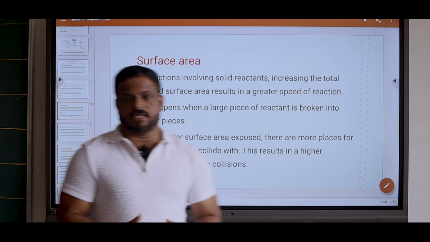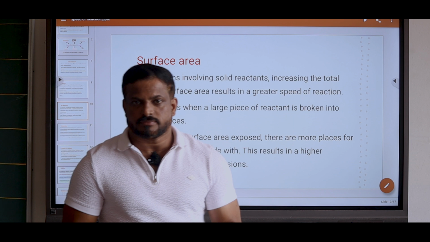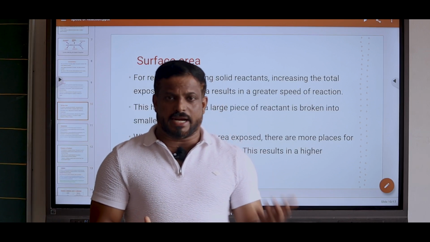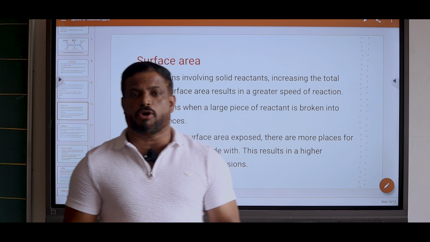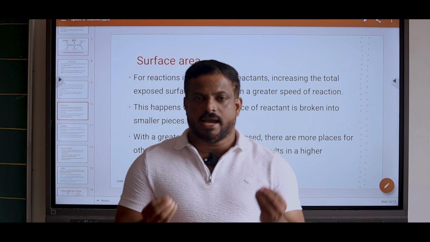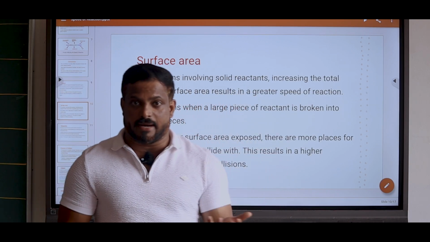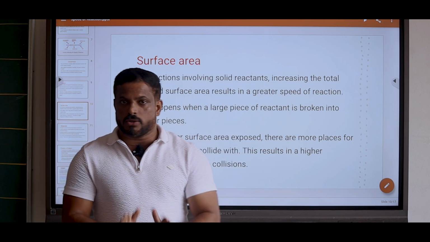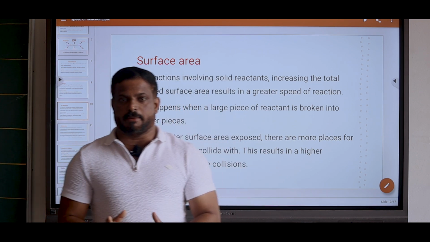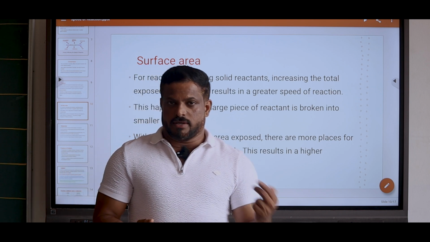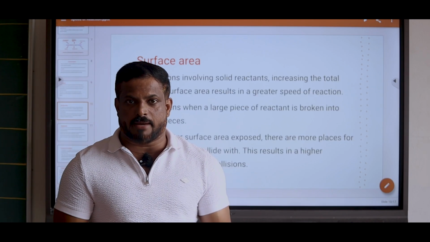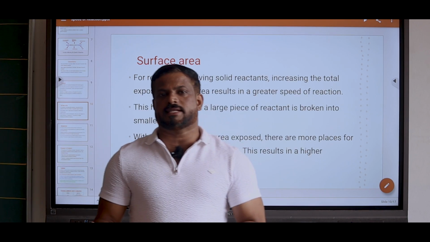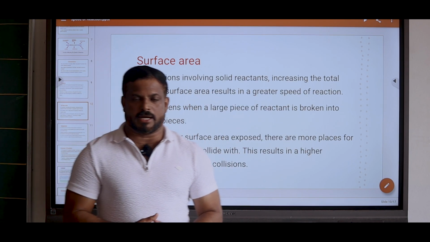Next one, surface area or particle size. When you take the same reaction, here we took dilute hydrochloric acid and calcium carbonate lumps and calcium carbonate powder, both 10 gram. All the required materials are in the same amount, but in one test tube we add lumps, that is small pieces of calcium carbonate, and in one case we took powdered calcium carbonate.